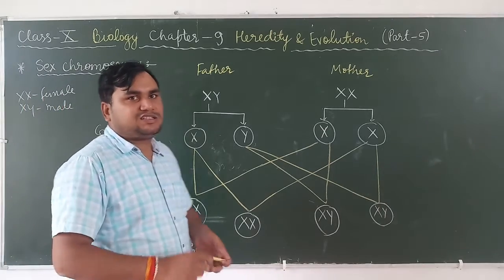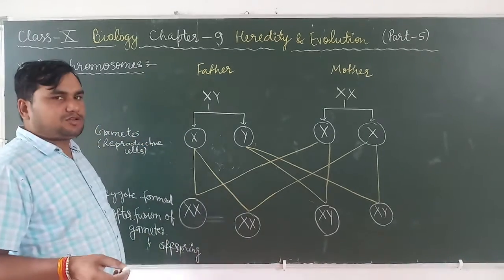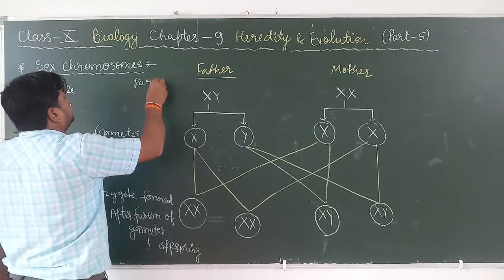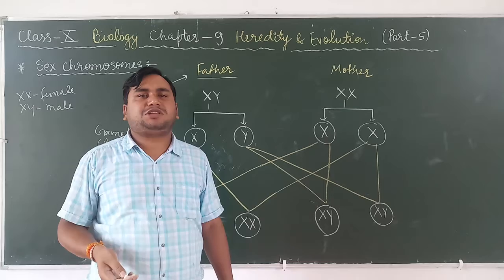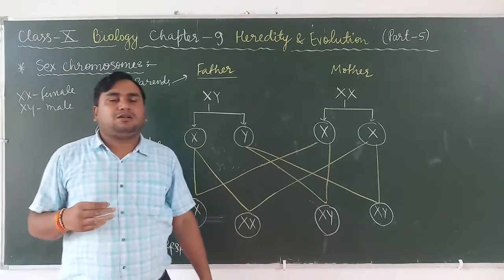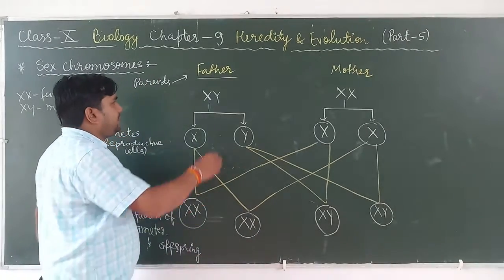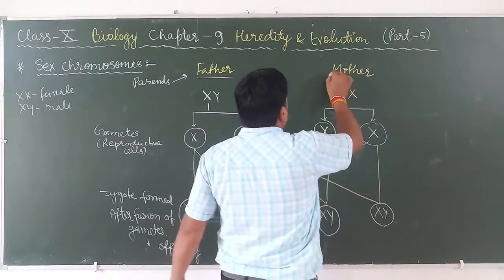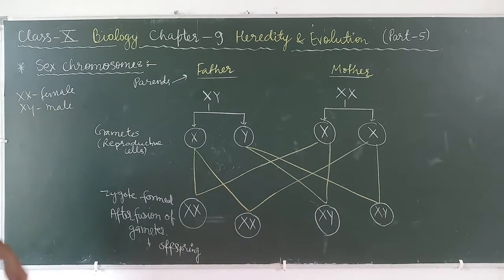Next is sex determination by the sex chromosomes. Here you can see the father and mother, who are simply known as the parents. They are responsible for producing new young ones, or offspring. So how are male and female decided from their parents? The father has the male sex chromosomes XY, and the mother has XX, the female chromosomes. We know that XX is for female and XY is for male.